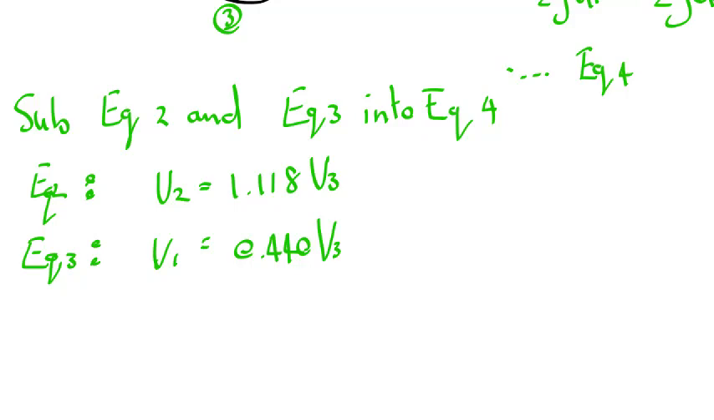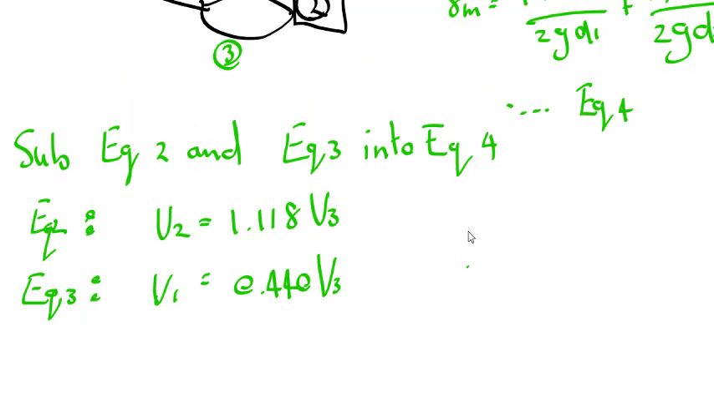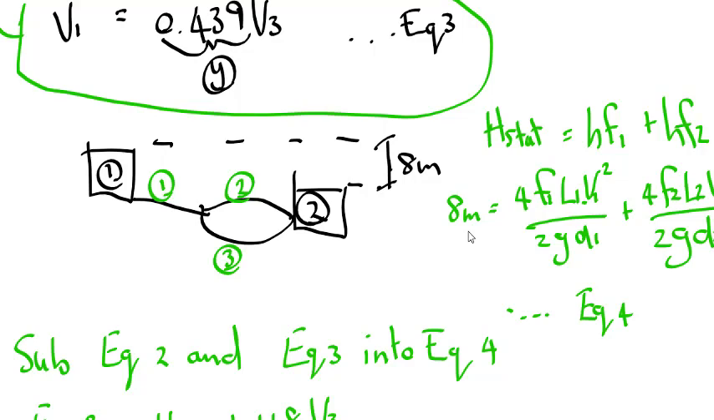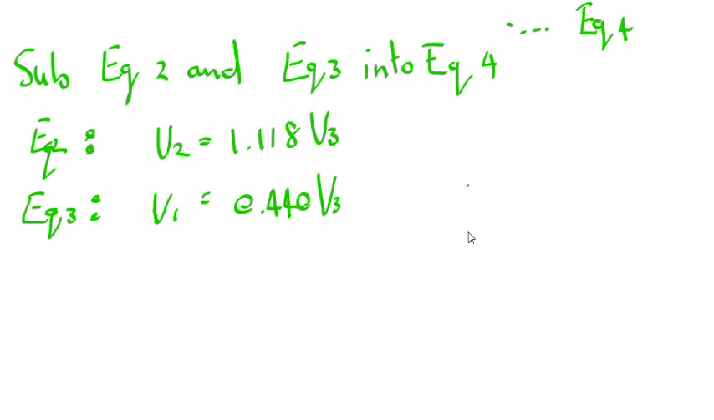Remember our equation 4 is written in terms of V1 and V2. So we have to substitute these two equations into that equation. If we do that, we should end up with one unknown, which is V3, which will solve a lot of problems for us. So we will only sit with this now.